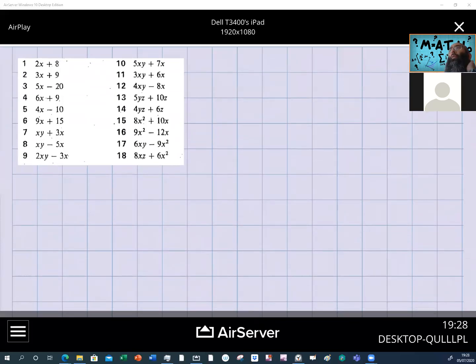Okay, folks, here's some questions. Let's have a look. What does it mean by factorizing by common factors? Let's have a look at question number one. We have 2x add 8. So let's have Abdullah, please. Abdullah, can you unmute and join me on this question?